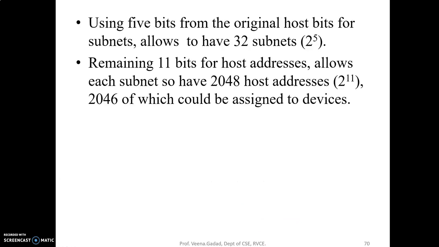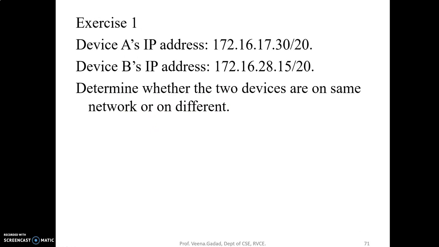This is what is being explained here. So using 5 bits from the original host bits for subnets, we have 32 subnets, and the remaining 11 bits for the host allows each subnet to have 2 to the power of 11, that is 2048 minus 2, that is 2046 devices in each of these subnets, right?